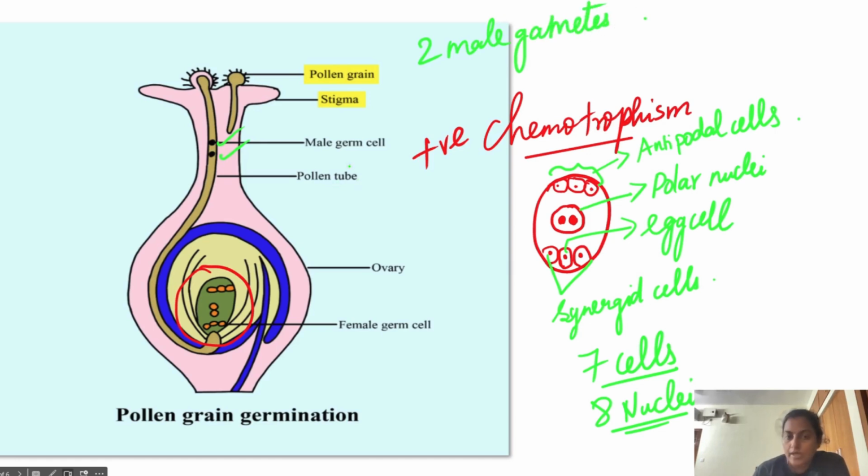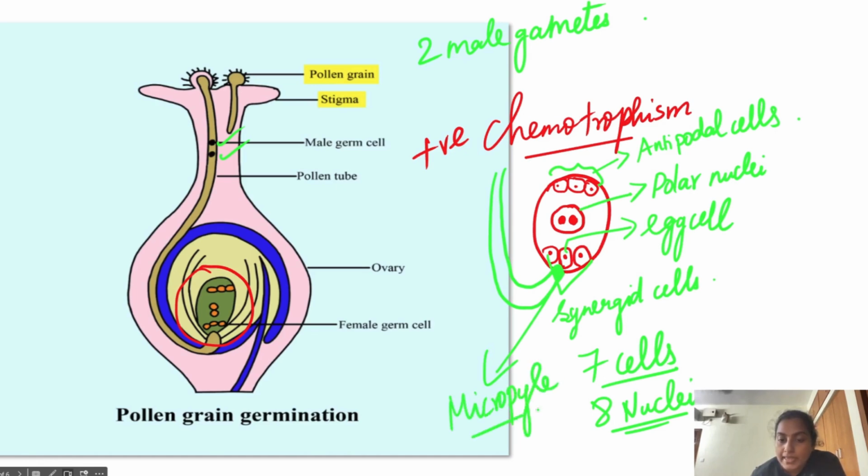Okay. Now what happens? The pollen tube which is growing will come and attach to the ovule like this. Where exactly? There are so many concepts, but one most common point where the pollen tube comes and joins is called the micropyle. Micropyle. That is the opening of the ovule.